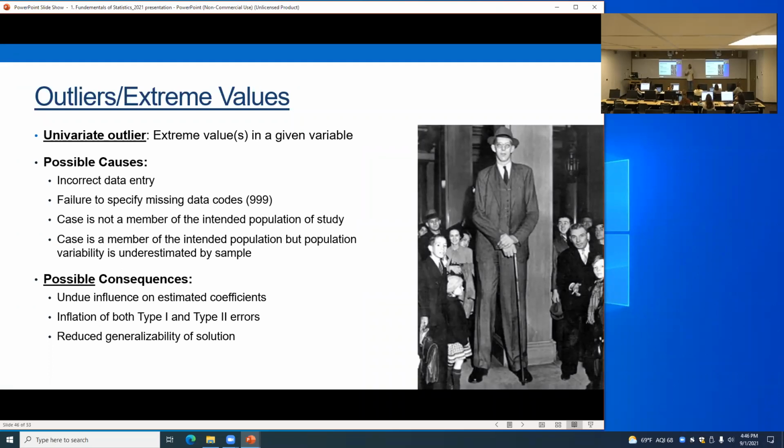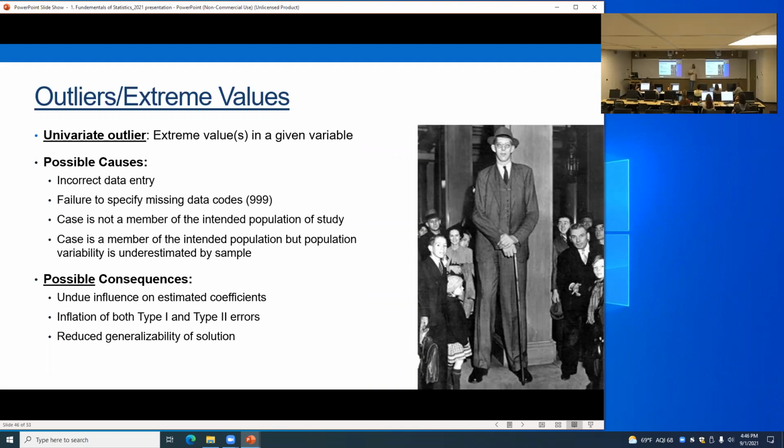Talked about the missing data codes. I do this all the time, get a ridiculous value for age. The average age of my college student sample is 44. I'm like, that doesn't seem right. I go through and it's a couple of 999 codes that are dragging that out.